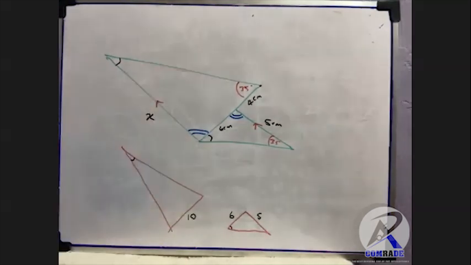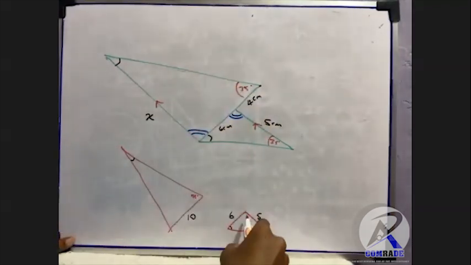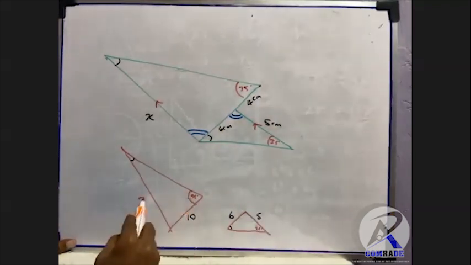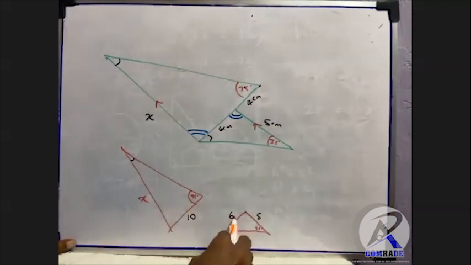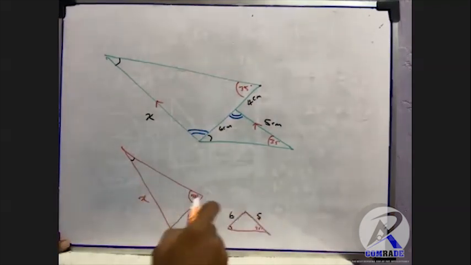And the 35 degrees are there now, in red color. Here this one is 35, this one is also 35. So in front of 35, x is there, and in front of 35 in the small one, 6 is there. So what I can do here is, both are equiangular triangles.